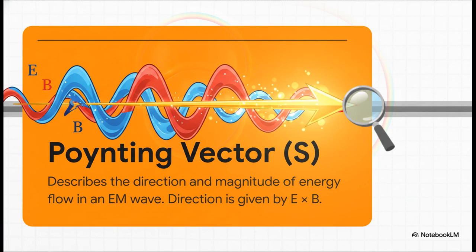So the big takeaway here is that energy in an EM wave isn't just sitting there, it's moving, it's flowing. The Poynting vector, S, is the tool we use to track that flow. It points in the exact direction the energy is going, and it tells us how intense it is. You can think of it as the arrow showing you where the wave is delivering its punch.